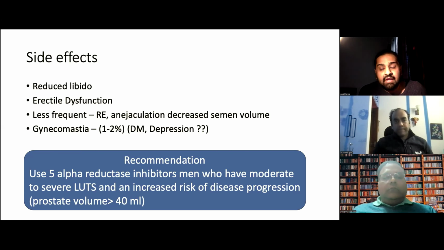So as in the current EAU guidelines, use 5 alpha reductase inhibitors for men who have moderate to severe LUTS and an increased risk of disease progression, in patients with prostate volume of more than 40 ml.